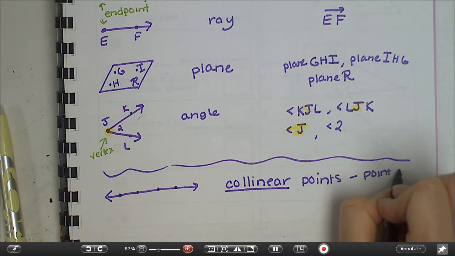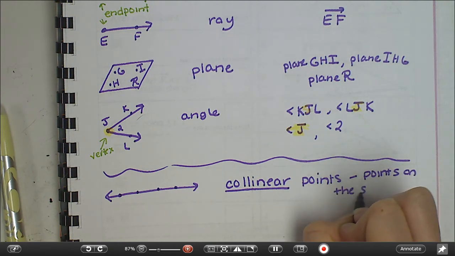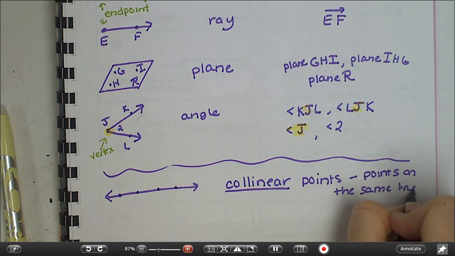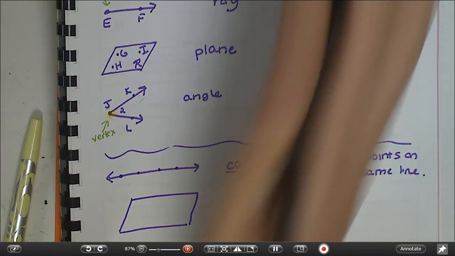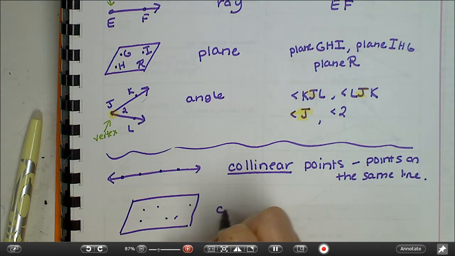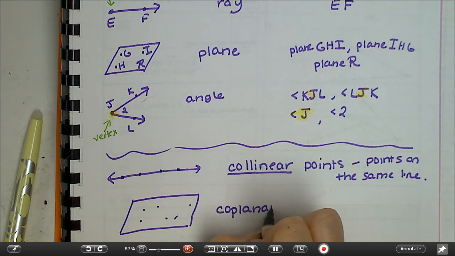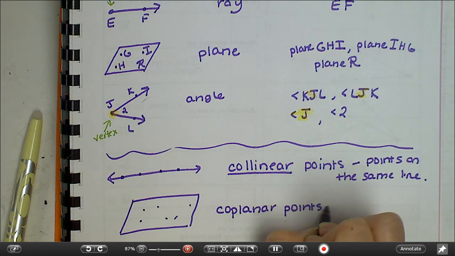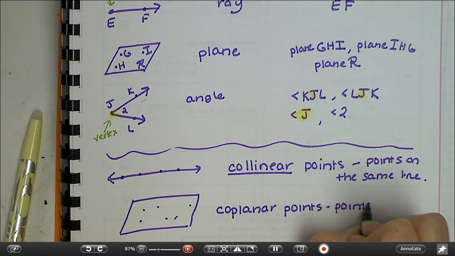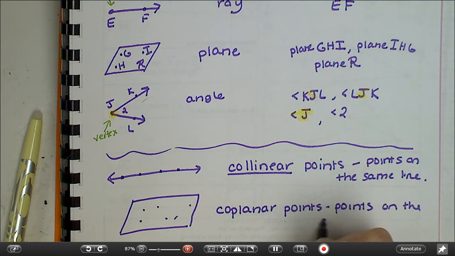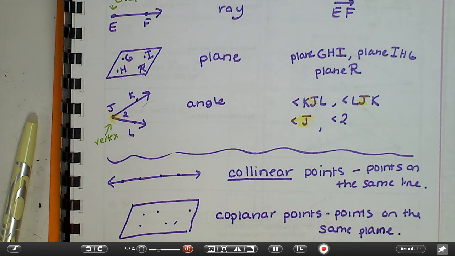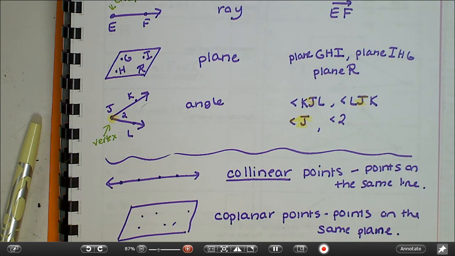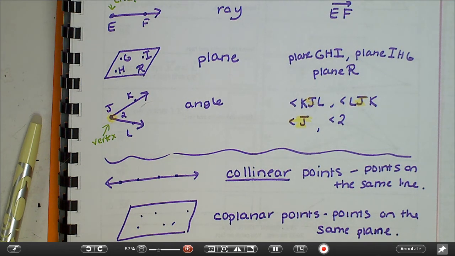Points on the same line. And there's also coplanar. So you've got a bunch of points. Those are coplanar, and it's the same thing. Points on the same plane. So, for example, if you had a point drawn on the floor of your room and then a point drawn on the ceiling of your room, those would not be coplanar points.